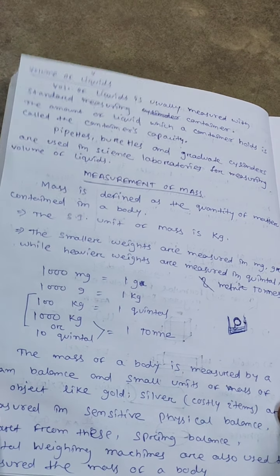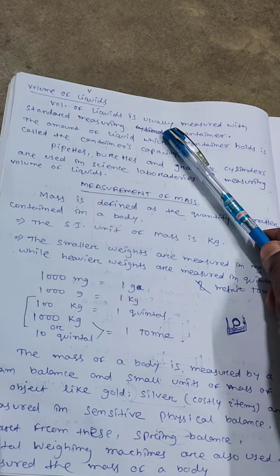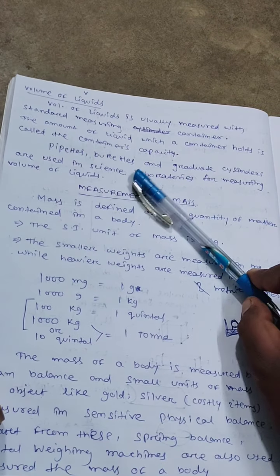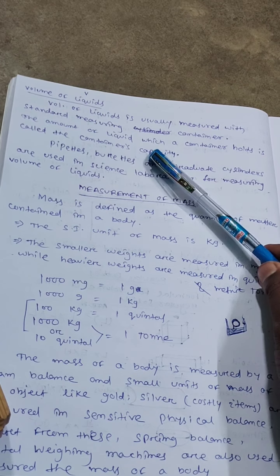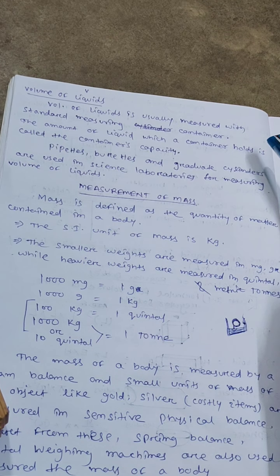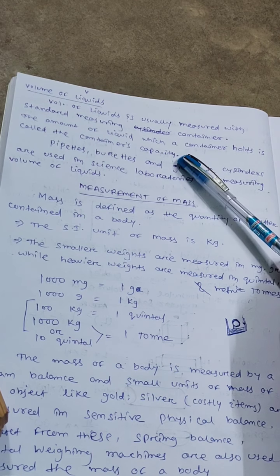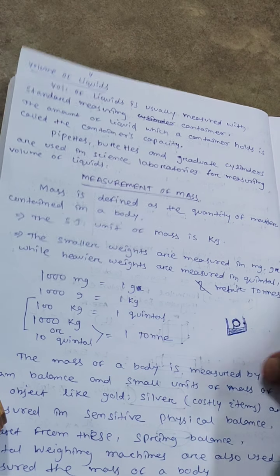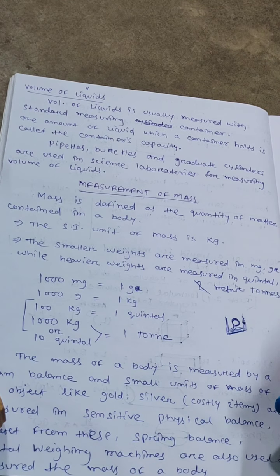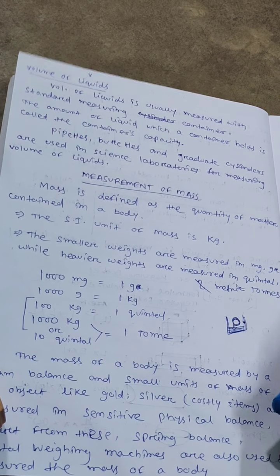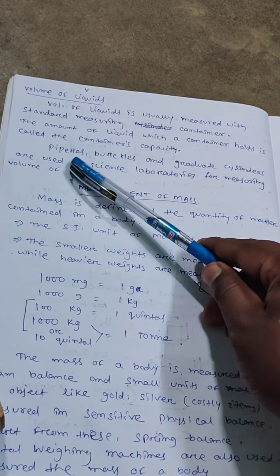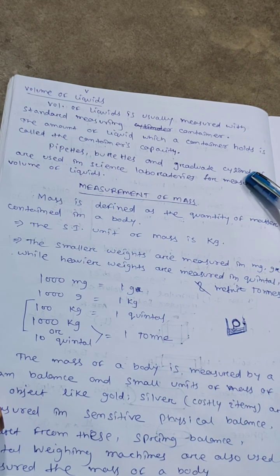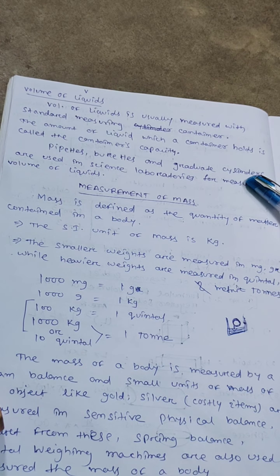Now the volume of liquids is generally measured with a standard measuring container. The amount of liquid which a container holds is called the container's capacity, and generally we use half liter, 1 liter, 2 liter, 5 liter, 10 liter, etc., up to the container's capacity. In science laboratories we can use pipettes, burettes or graduated cylinders for measuring the volume of liquids.